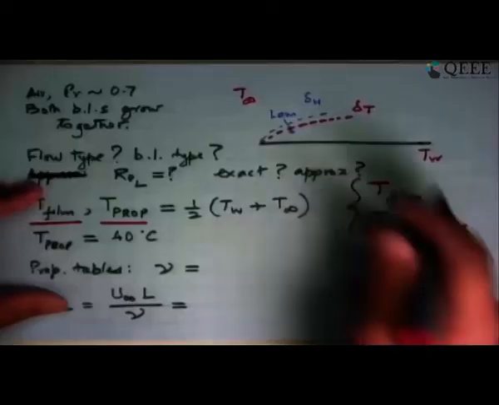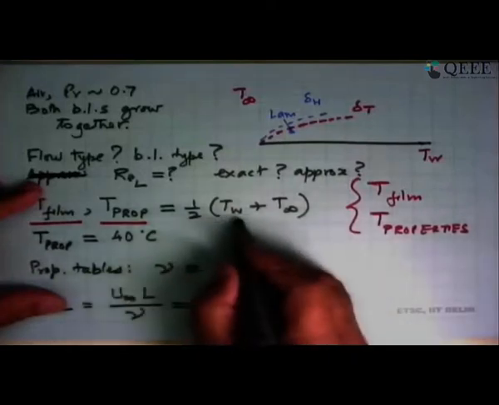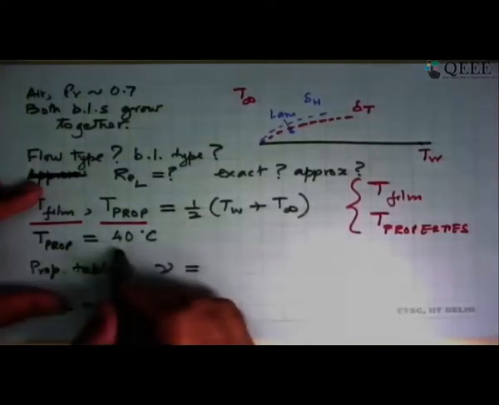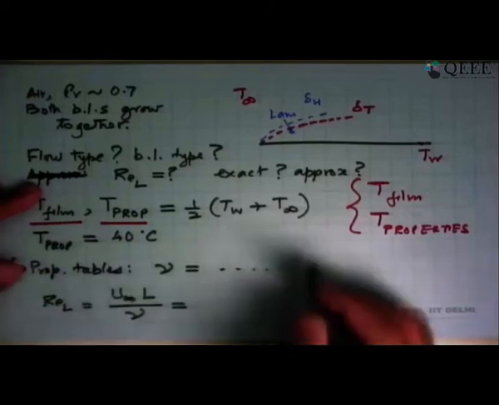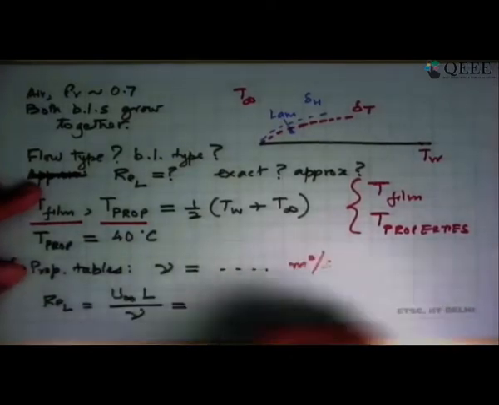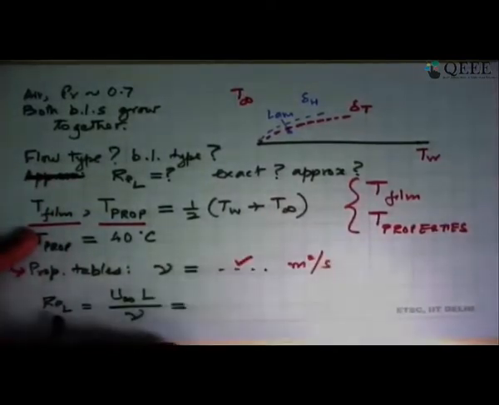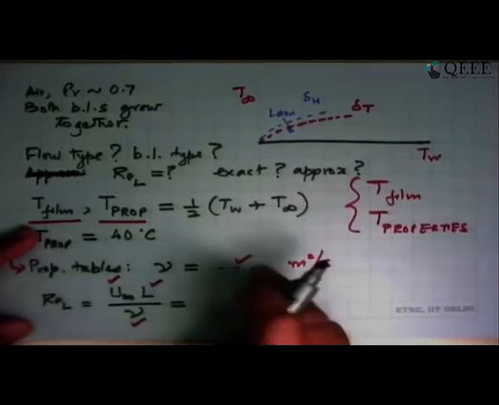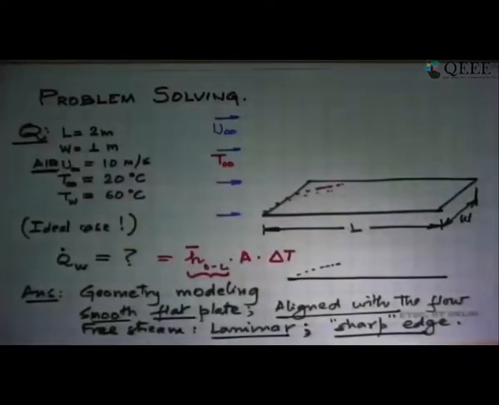So we say, in this particular case, we will evaluate properties at the mean of the wall and free stream temperature, half of T_w plus T infinity, which is 40 degrees Celsius. Then we take this temperature, go to the property tables, and get the value of kinematic viscosity, which is so many square meters per second. We now go to the definition of Reynolds number. U infinity is known to us, L is known to us, the viscosity we have got from here, and we now get the Reynolds number.